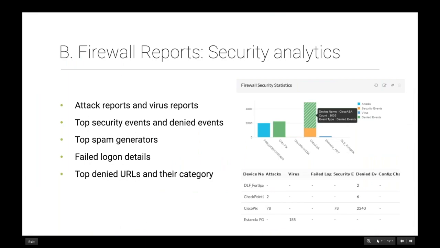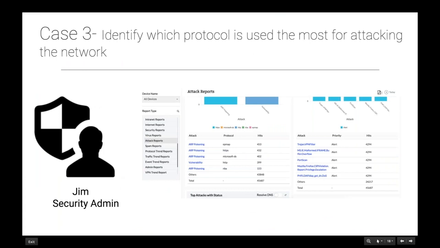So next, let us look at a use case for security reports. In Jim's company, there have been a lot of attacks happening, and they want to know which protocol is specifically being used by the hacker to attack the network. Let us look at how Jim identifies this using Firewall Analyzer.